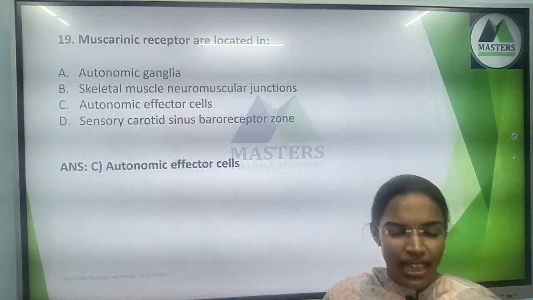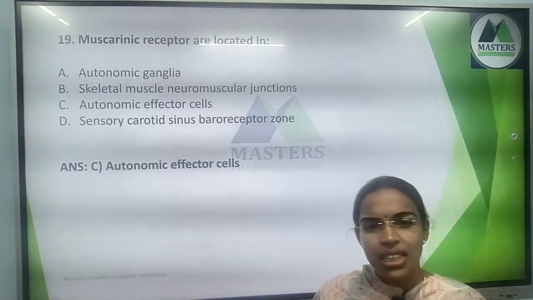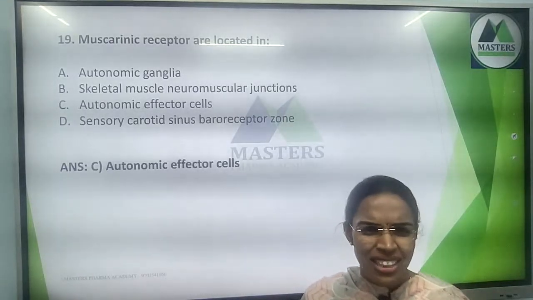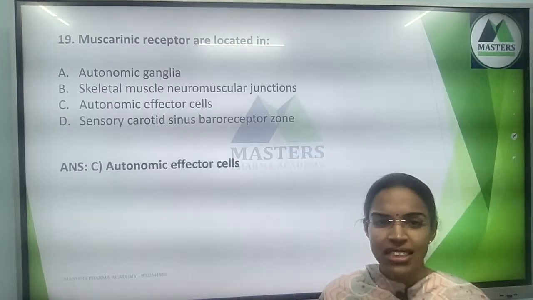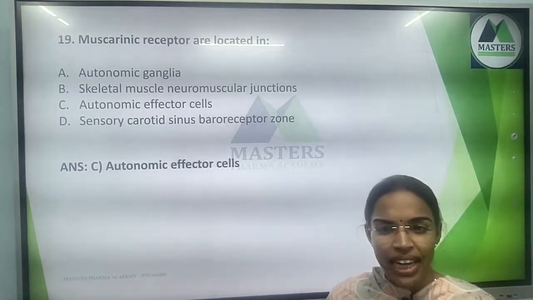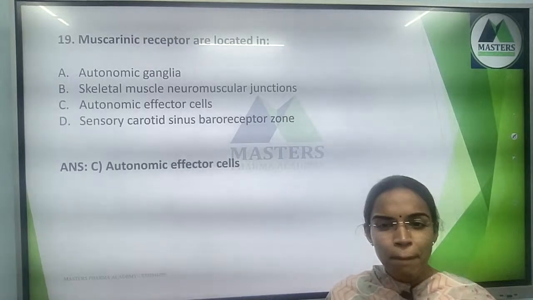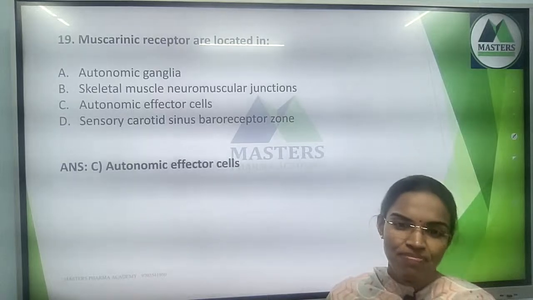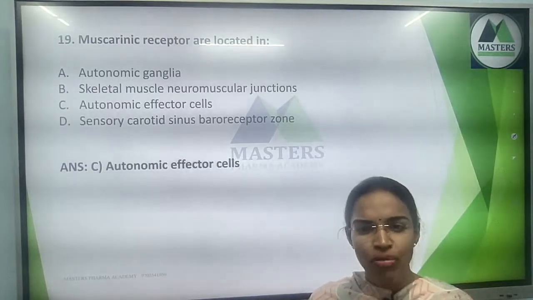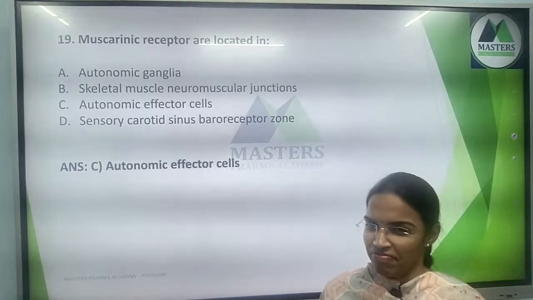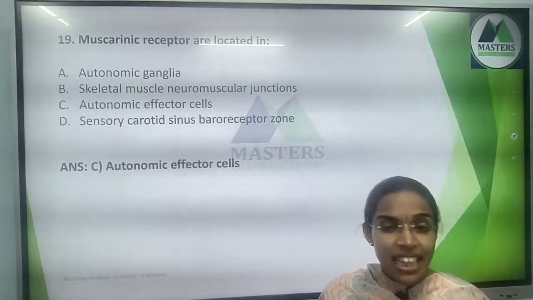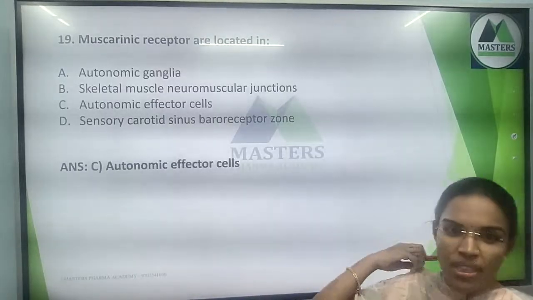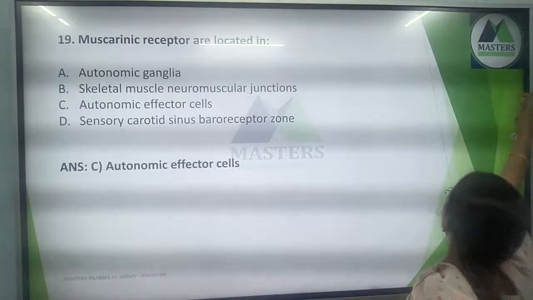So it's option C, autonomic effector cells. In effector cells, muscarinic receptors are located. Then what receptors are located in autonomic ganglia? If it is option A, what is the right answer? Autonomic ganglia consist of which type of receptors? Nicotinic receptors. Yes, very good. Okay, moving forward to the next question.